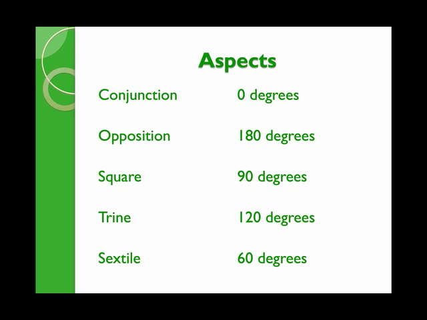The opposition, which of course is halfway across the horoscope, the wheel has 360 degrees in it. If you can remember from your geometry, a circle has 360 degrees. So when two planets are opposite each other, they're 180 degrees apart. They're halfway across. If they're square each other, they're 90 degrees. That's what we used to call a right angle in geometry. If they're trine, they're 120 degrees. If they're a sextile, they're half of that, which is 60 degrees.